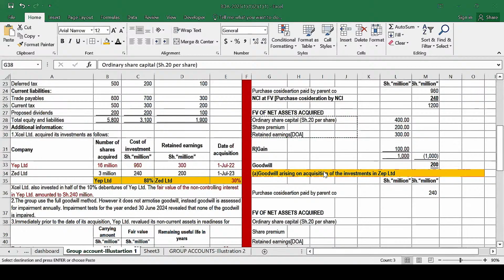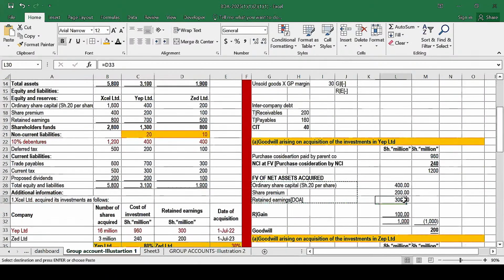Christabel is asking about the retained earnings. Christabel, basically what we have said is that what we pick here for the retained earnings, we take the retained earnings on the date of acquisition, because remember, we compute the goodwill on the date of acquisition. That's why we are saying we compute the net asset at the date of acquisition.